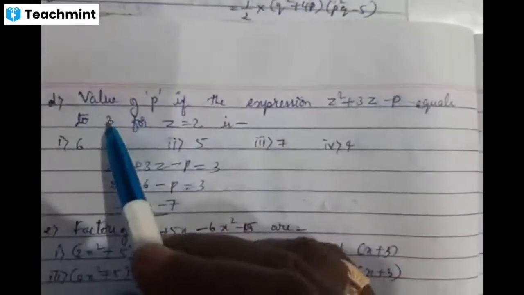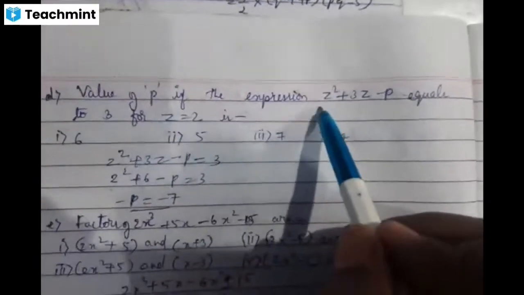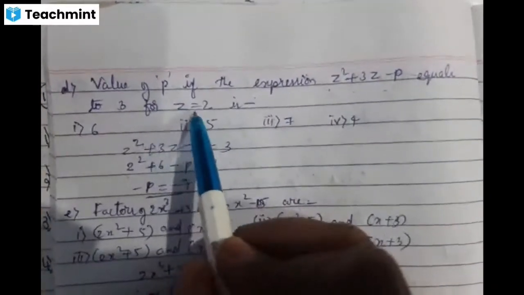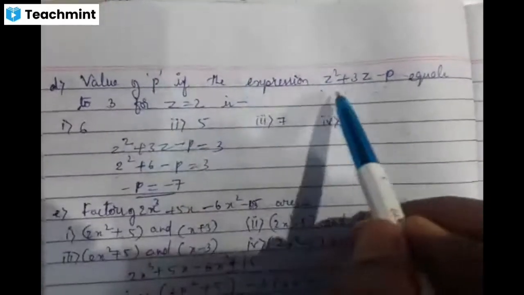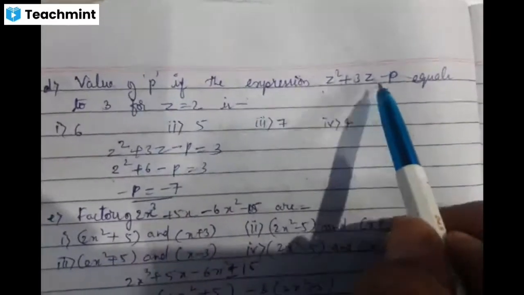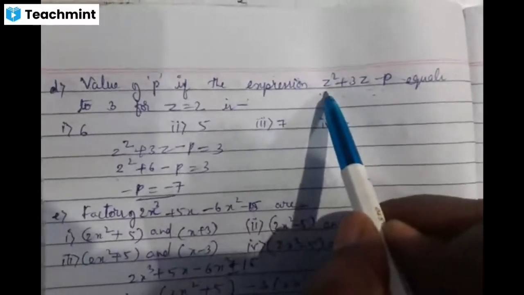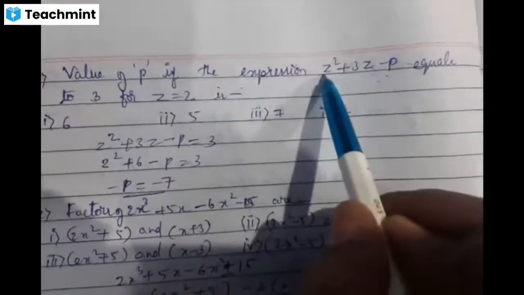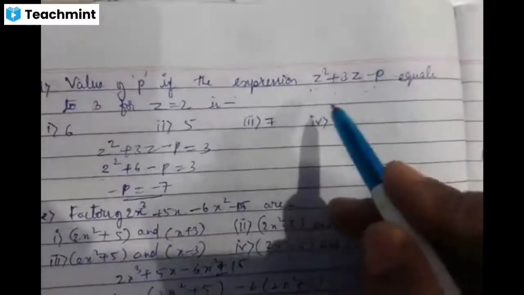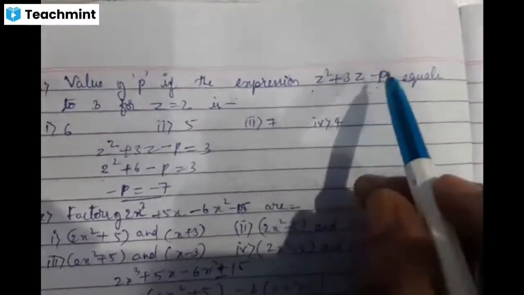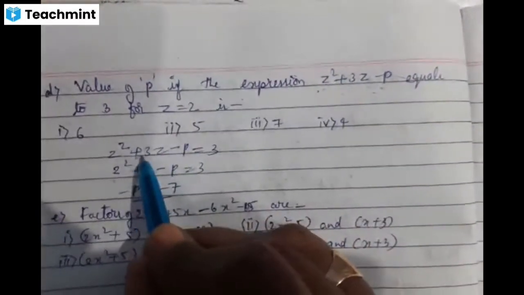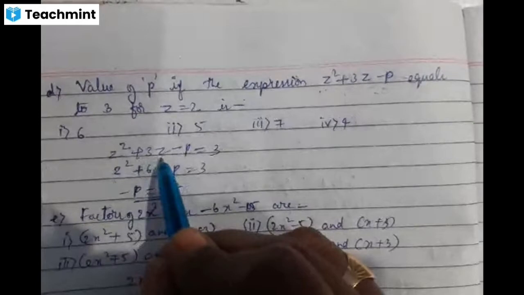Question number D. Value of p if the expression z square plus 3z minus p equals to 3. We have to find the value of p in this given expression. Here 2 unknown terms are there. That is, one is z, another one is p. Here you are given the value of z children. We have to substitute the value of z in this given equation or algebraic expression and find the value of p. Here I'll take z square plus 3z minus p.